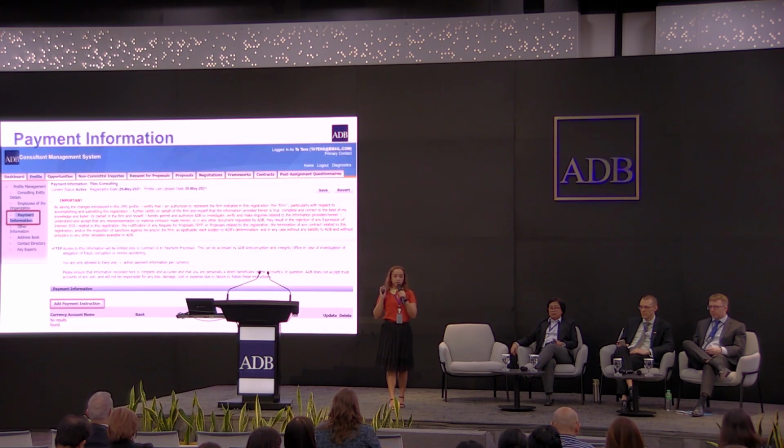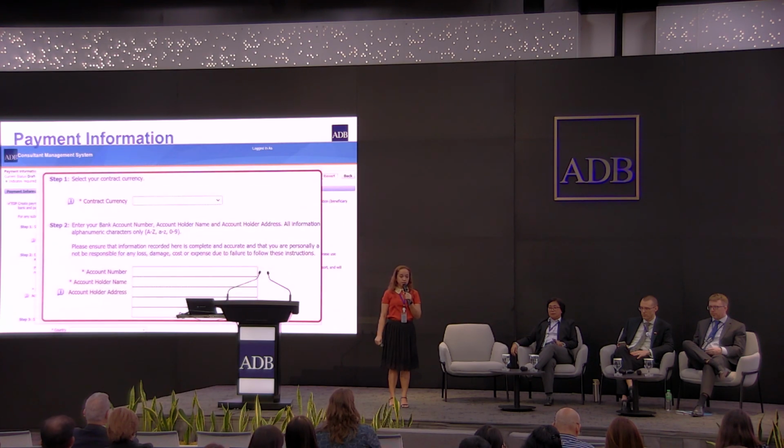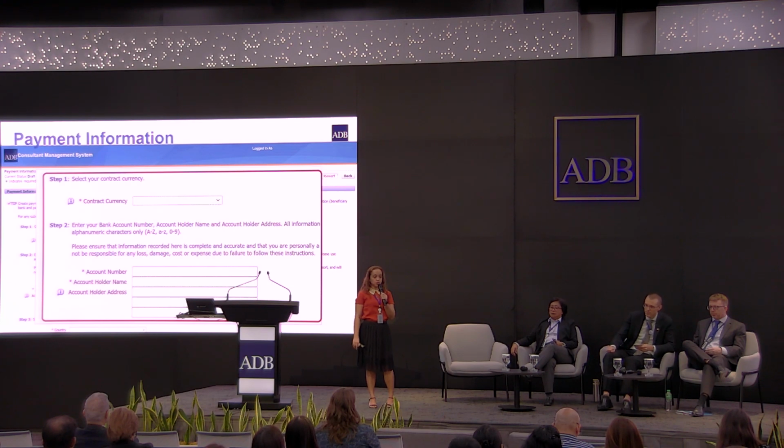Okay, so we're still under profile, right? Just click on payment information and then click the add payment instruction, where we will be taken to the screen on adding or registering your payment instruction. Step 1 is choosing the contract currency. And then step 2 is choosing your account details. So just indicate your account number, your account holder name, and the account holder address.